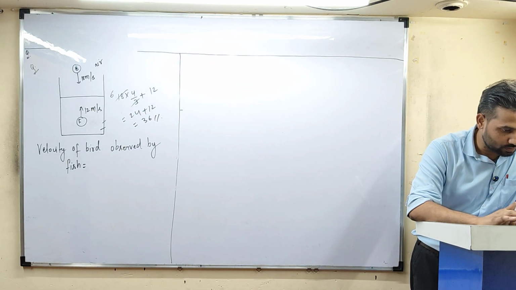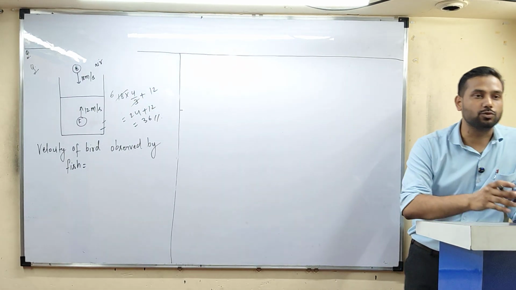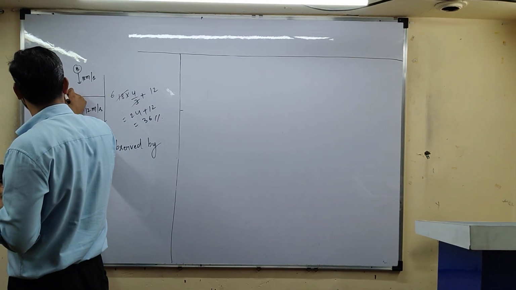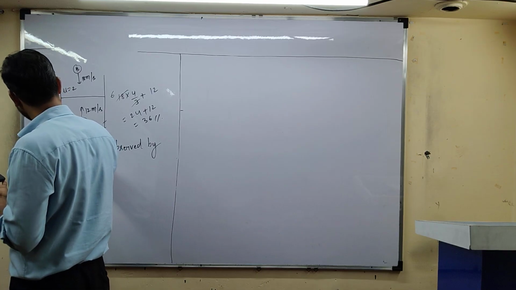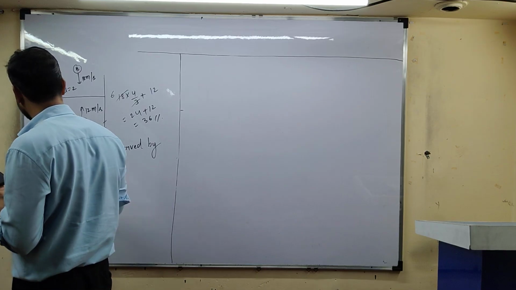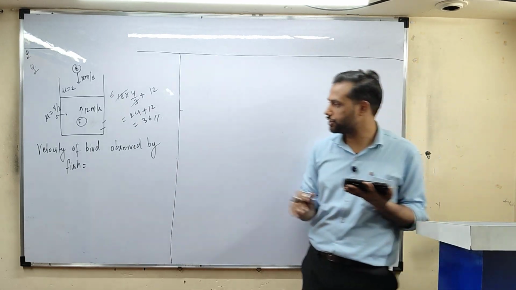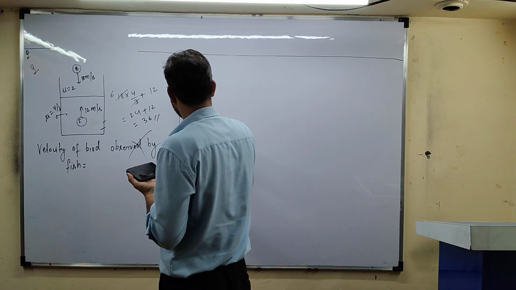Another scenario. What if I give some value to mu? Here mu equal to, it's not air, mu equal to 2. Here mu is 4 by 3. Then what happens? First question I am writing here.